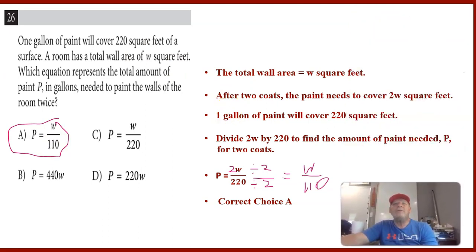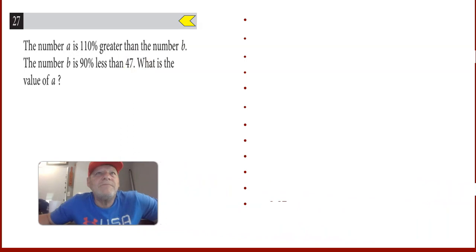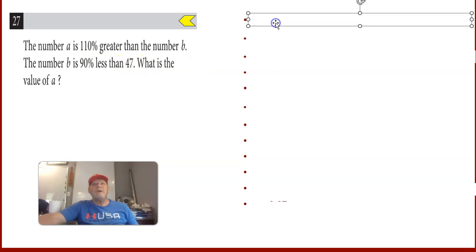Remember to pause when necessary. So now this is an open-ended question. So pause it to work and see if you can figure it out. A number A is 110% greater than the number B. The number B is 90% less than 47. What is the number of A?